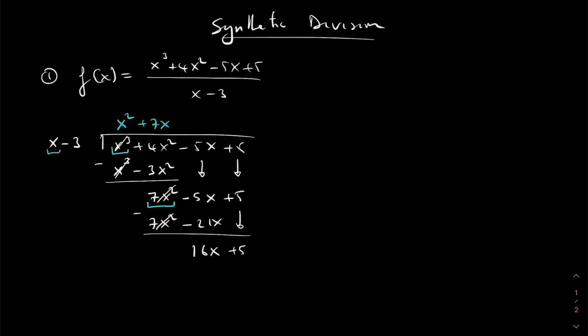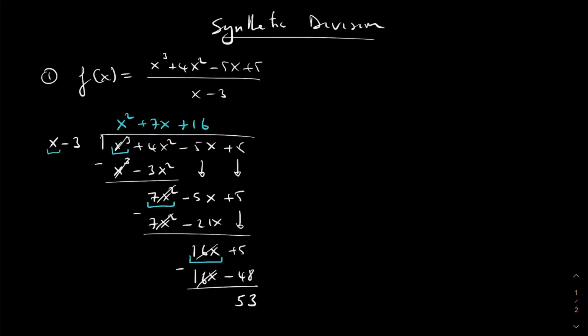And since the degree of your answer here is just 1, which is the same as the degree of the divisor, you have to go on. So again, you see that your leading term here is going to be 16x. And so you're going to have to divide that by x, and you're going to get 16, which goes up here. Then you can go ahead and do 16 times x minus 3. That's going to give you 16x minus 48.